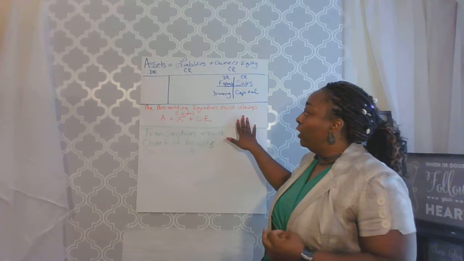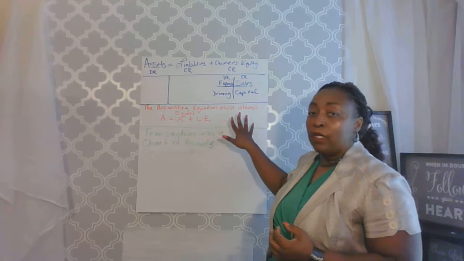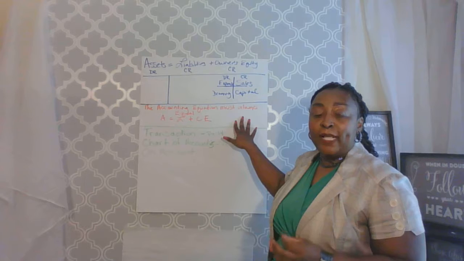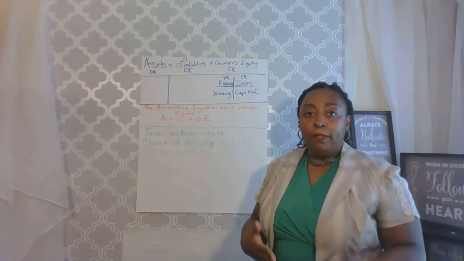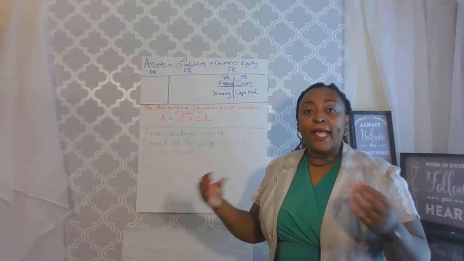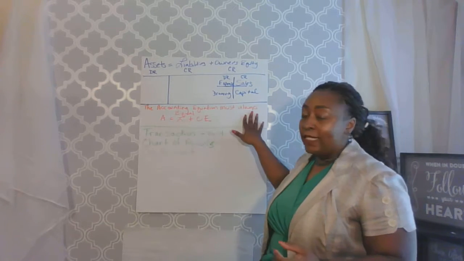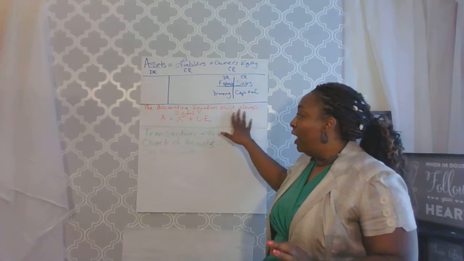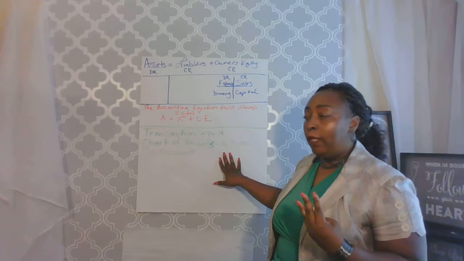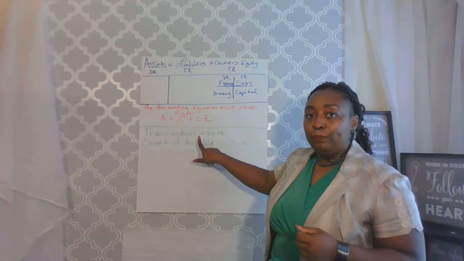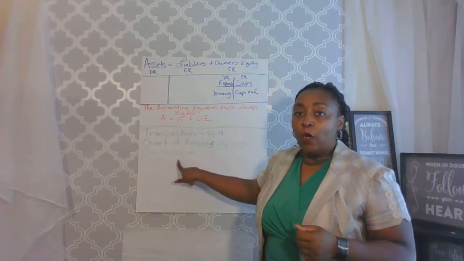So, in this lesson, we're going to talk about the fact that the accounting equation must always equal. Assets must always equal liabilities plus owner's equity. That's why it's an equation. So, we stress that concept here. And then we're going to focus on three new vocabulary words: transaction, chart of accounts, and on account.